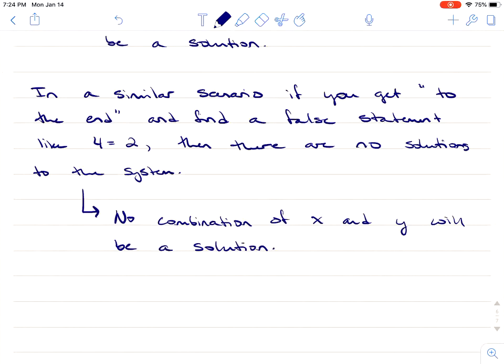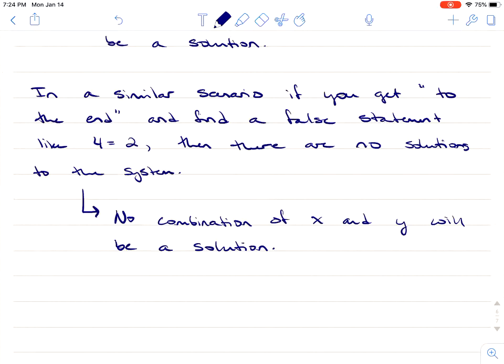So like I said, most often you'll be able to find a solution, right? But I need you to be able to deal with these scenarios, right? Where you get to the end and you just have a true statement versus a false statement. Any questions about that? No?